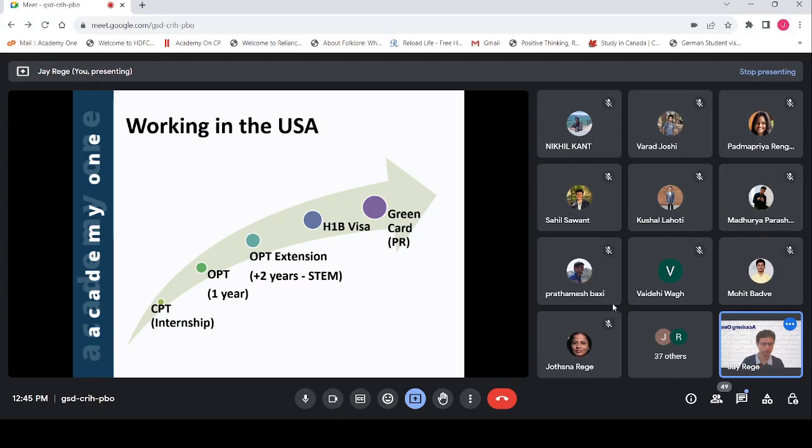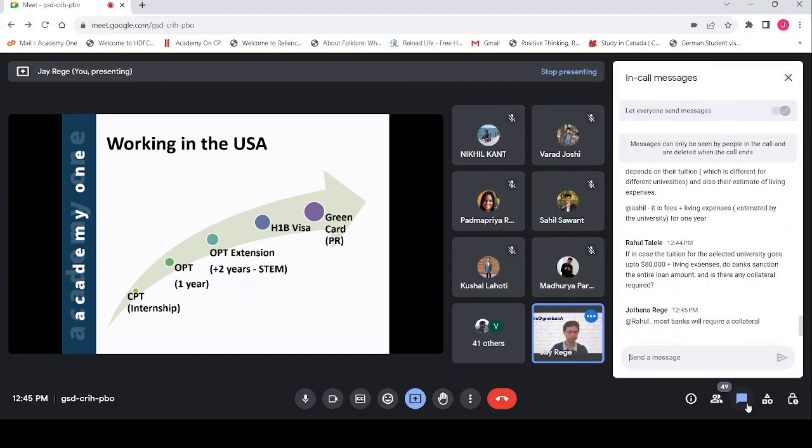Any questions on this? So Rahul has a question about education loans.